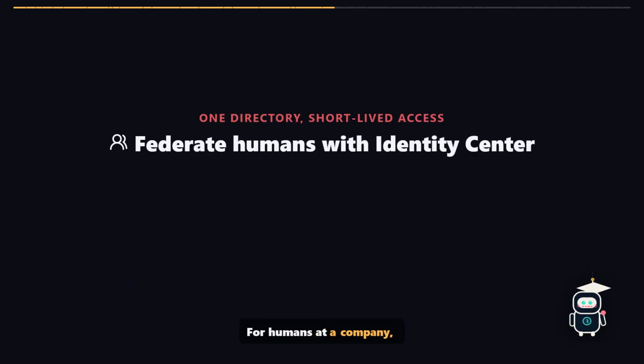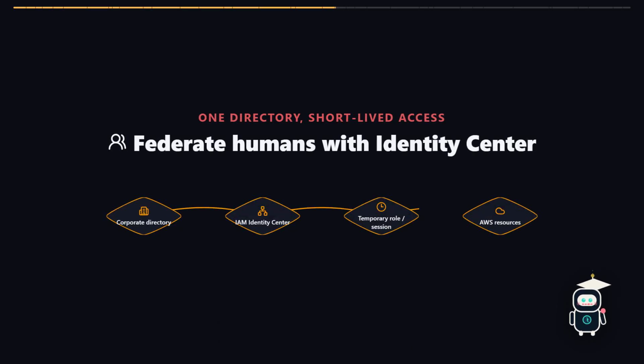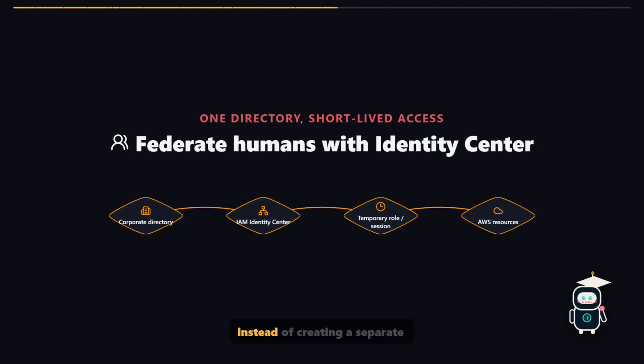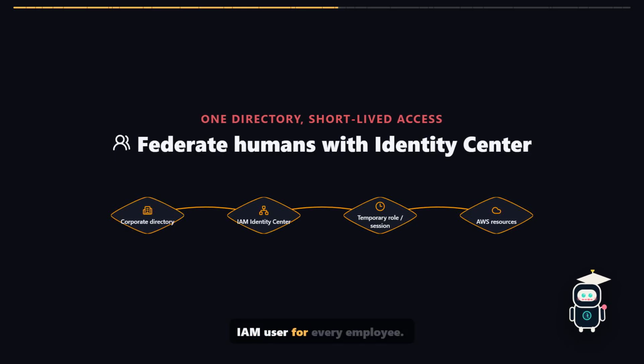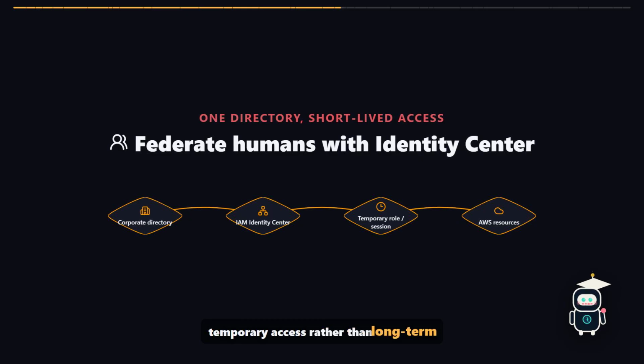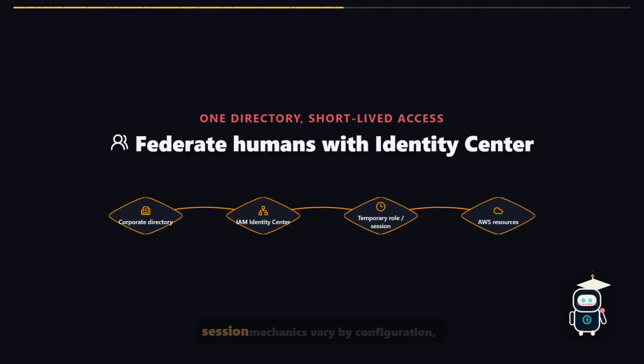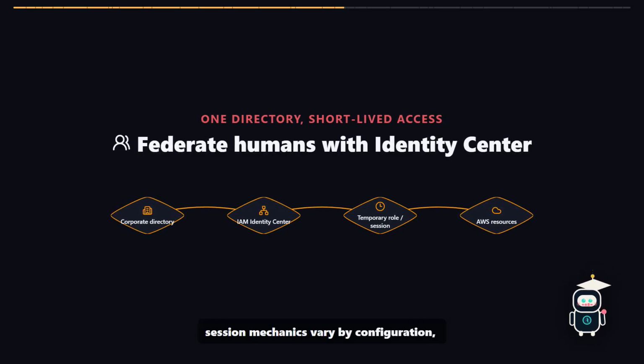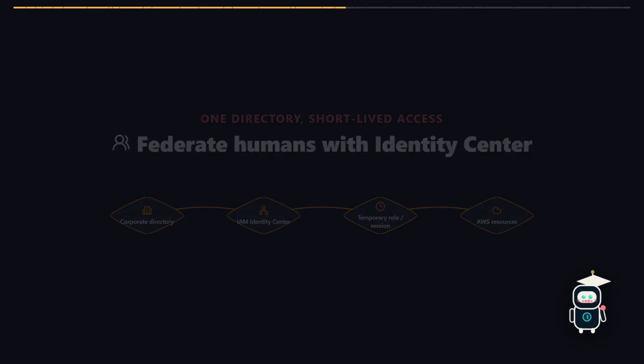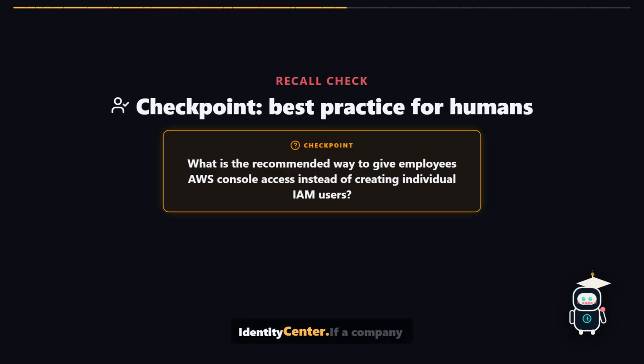For humans at a company, a common security pattern is to connect the corporate directory to AWS IAM Identity Center instead of creating a separate IAM user for every employee. That lets workers sign in through the directory and get temporary access rather than long-term console passwords scattered across the account. This is a broadly accepted approach, but the exact session mechanics vary by configuration, so check the current AWS documentation before you commit. Quick checkpoint before we leave Identity Center.